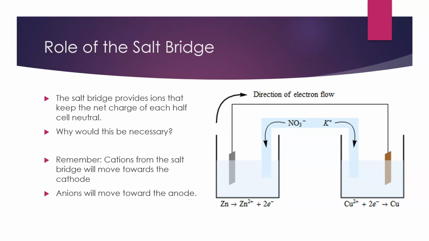And then we do need to be able to label where the cations from the salt bridge will move towards and where the anions will move towards. Remembering in an aqueous solution, the ions are what are conducting our current, and they are readily able to flow through solution.